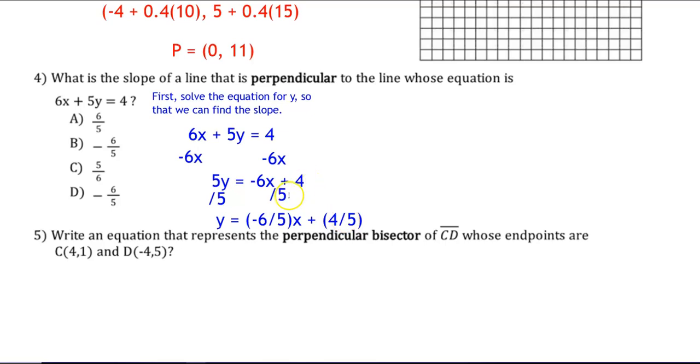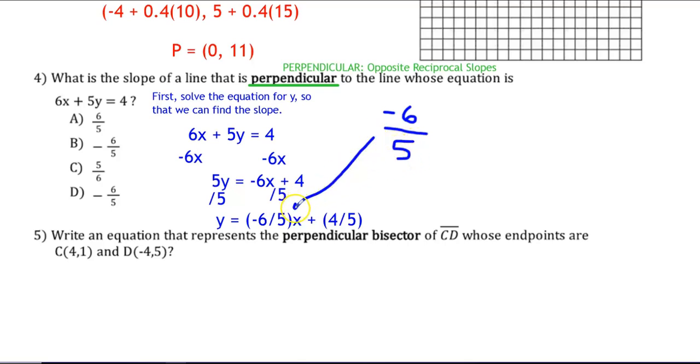And 4/5, 4 divided by 5 is going to be my y-intercept. So now it's asking for the slope of a line that is perpendicular to this line. And you'll remember that perpendicular means they have opposite reciprocal slopes. So the slope of this line at present is -6 divided by 5. That's the slope that's there.